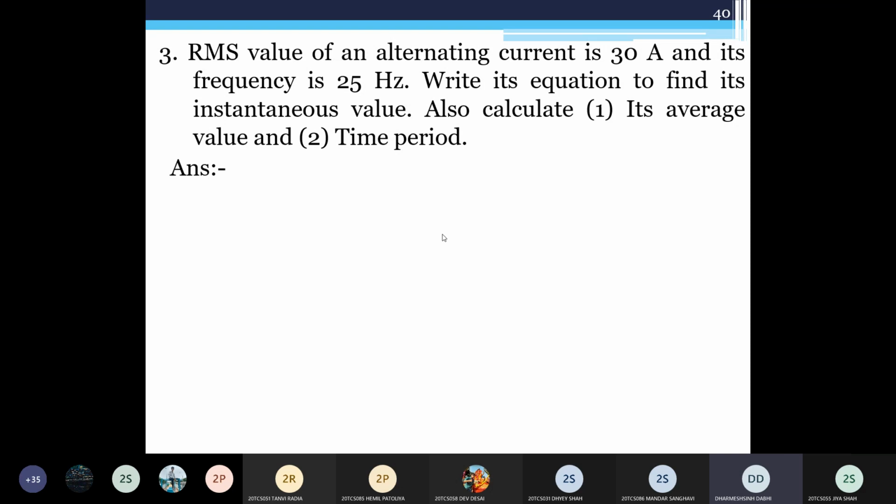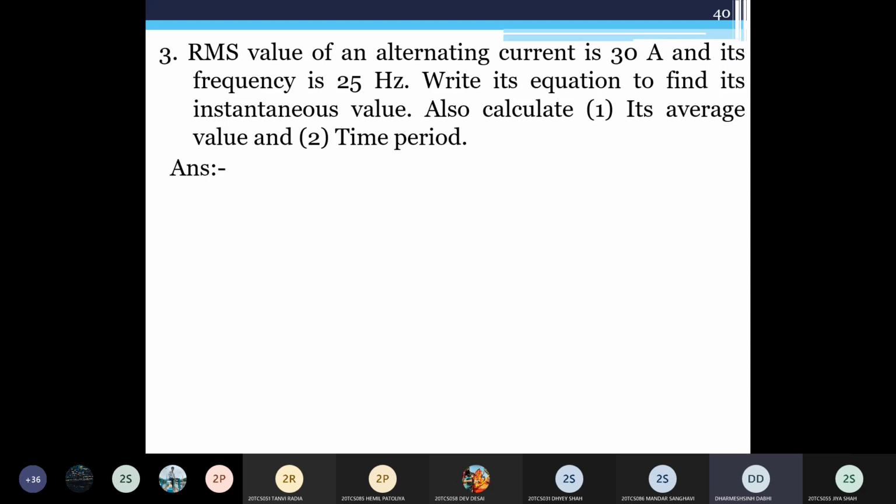RMS value of alternating current is given, 30 ampere. We know the relationship between RMS value and maximum value. RMS value of alternating quantity is maximum value Im divided by root 2. Clear? So Im is root 2 into IRMS, so 30 into root 2. How much? 42.42. Yes, 42.42.